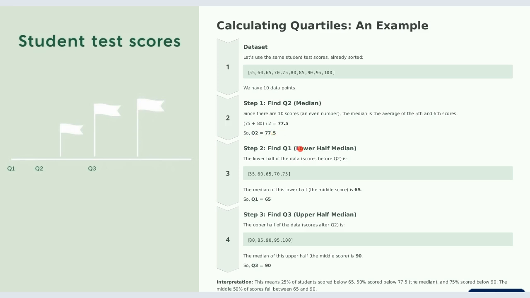Now, to find Q1, Q1 is the lower half median. Take note. The first step is to find the median. If you are asked to calculate the quartiles, Q1, Q2, Q3, and probably the interquartile range, the first thing to do is to calculate Q2. That's an easier route. Calculate the median, which is Q2 of the data set. That's very simple. So in this case, the median is 77.5.